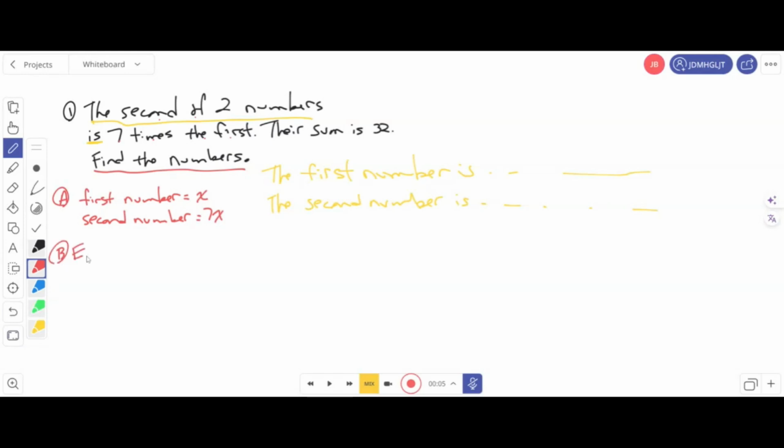Now we find our equation sentence. In these kind of problems, the equation sentence is actually very short. Their sum is 32.